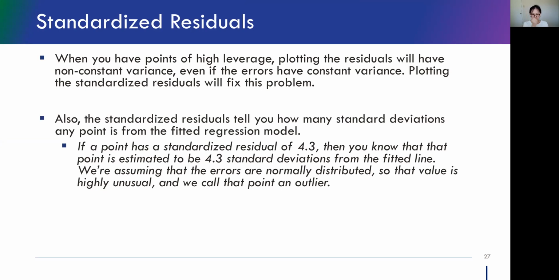Also, the standardized residual tells you how many standard deviations any point is from the fitted regression model. For example, if a point has a standardized residual of 4.3, then you know that this point is estimated to be 4.3 standard deviations from the fitted line. We are assuming that the errors are normally distributed, so that value is highly unusual. And we call that an outlier.